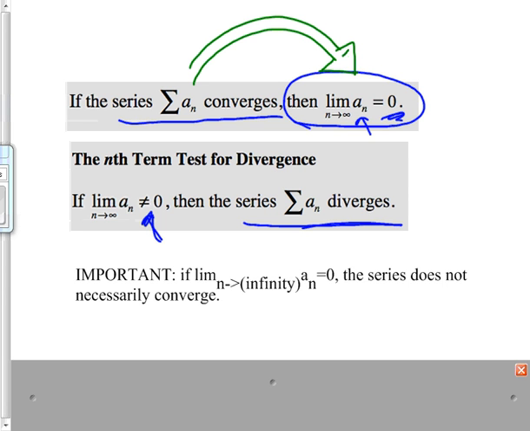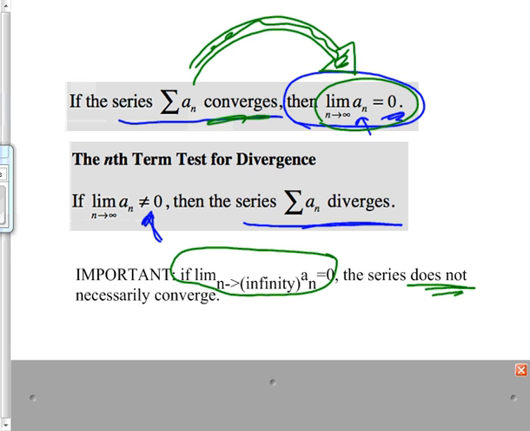In other words, if the series converges, I know that the limit must be 0. But if the limit equals 0, that doesn't necessarily mean, it does not mean that the series converges. So this is true: if the series converges, the limit is 0. But if the limit is 0, it doesn't necessarily mean the series converges. And we'll look at that in the next couple of examples.